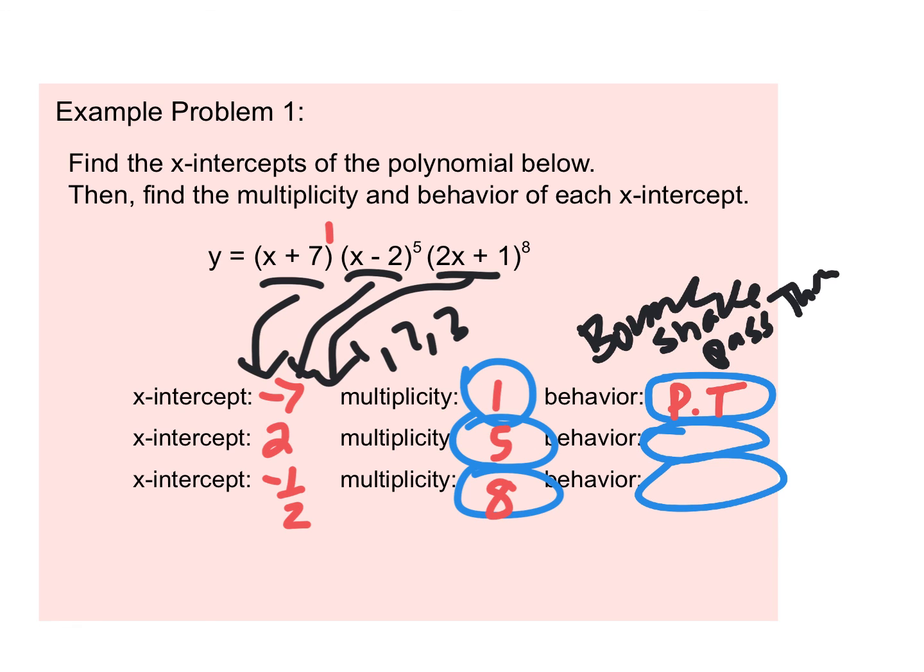How about the 5? That's a snake because it's odd. A 3 would have been a snake, so is a 5. And the 8, bounce. Anything that's even will bounce. That's how you do it.